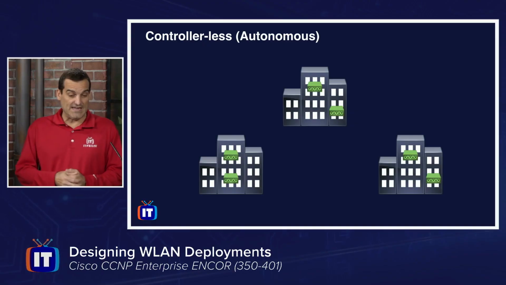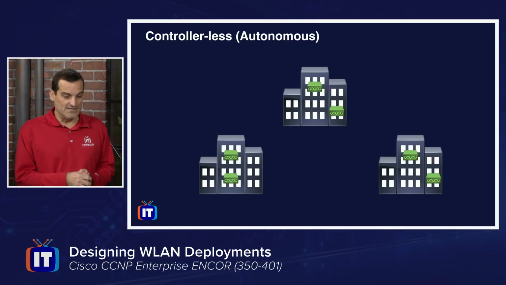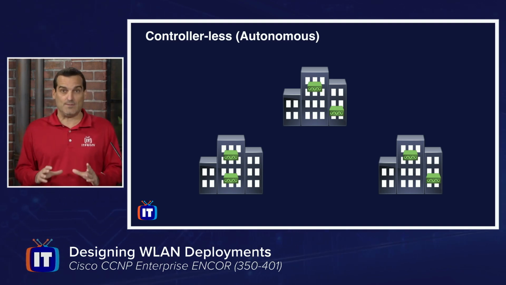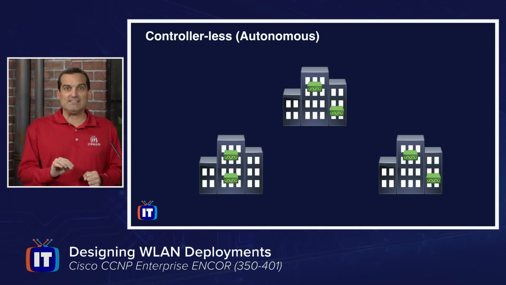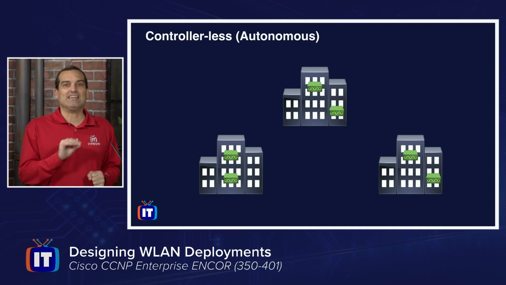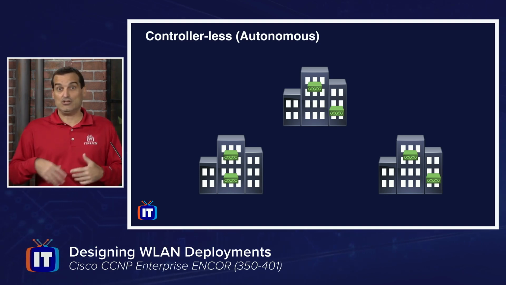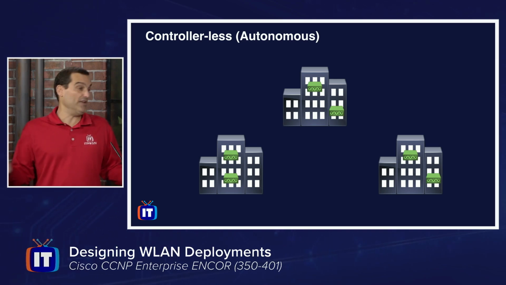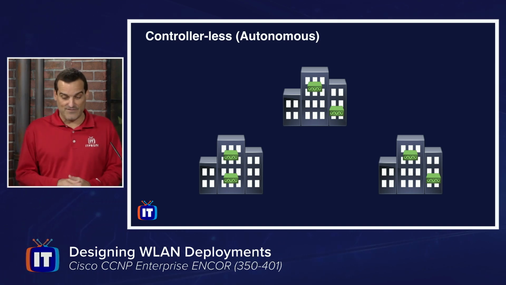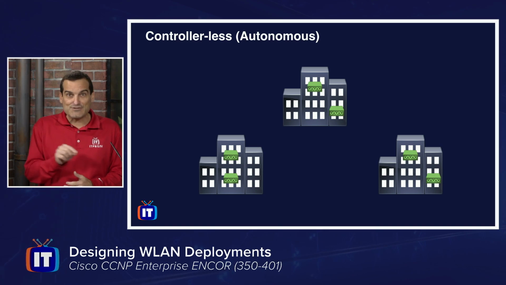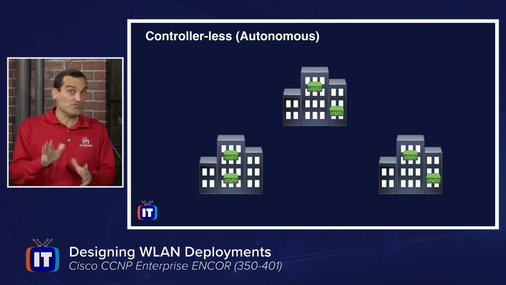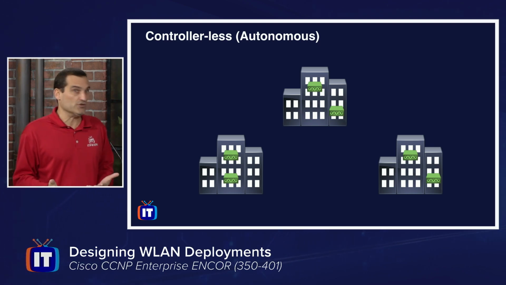So here we can see a controllerless environment. And notice I put in parentheses autonomous. So those APs possess the intelligence that they need to have their control and data planes all built into them. And we don't have a wireless LAN controller in this non-lightweight environment. And if you look close at those APs that I had fun putting in the buildings, those are APs. They're not wireless LAN controllers.